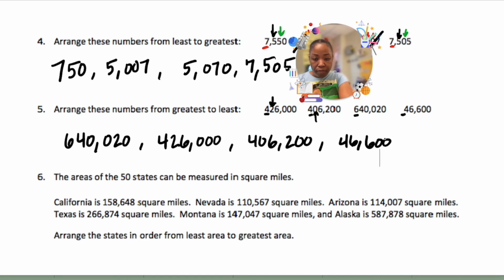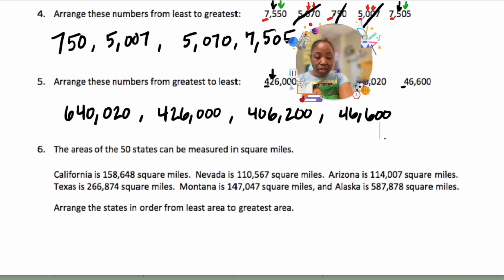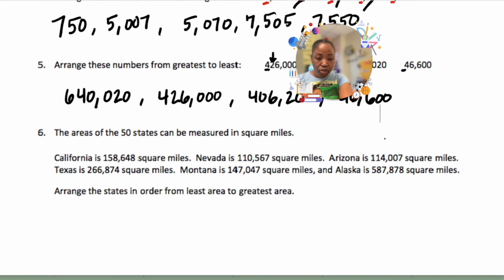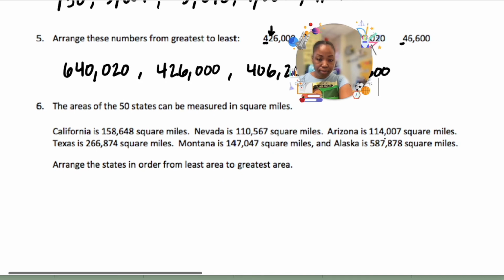All right, for number 6, the areas of the 50 states can be measured in square miles. California is 158,648 square miles. Nevada is 110,567 square miles. Arizona is 114,007 square miles. Texas is 266,874 square miles. Montana is 147,047 square miles. And Alaska is 587,878 square miles. Arrange the states in order from least area to greatest area.